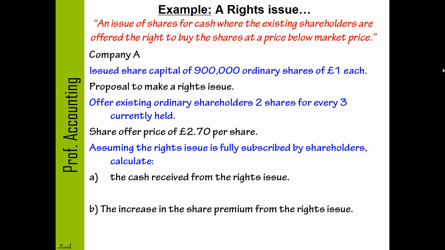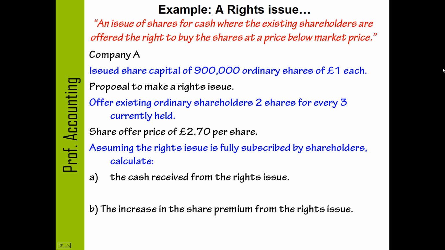So A, I want the cash received from the rights issue. So how much money is this rights issue expected to generate? Well, let's look at the information. We want to know how many extra shares are going to be offered for sale. So we've got 900,000 shares in issue already, and the offer is 2 extra shares for every 3 shares. So we need to divide 900,000 shares by 3, and that will give you the lots or the sets.